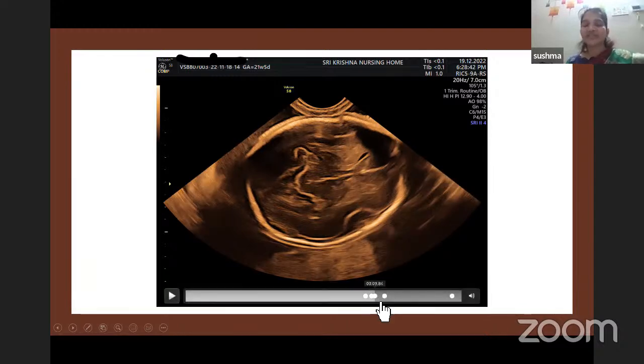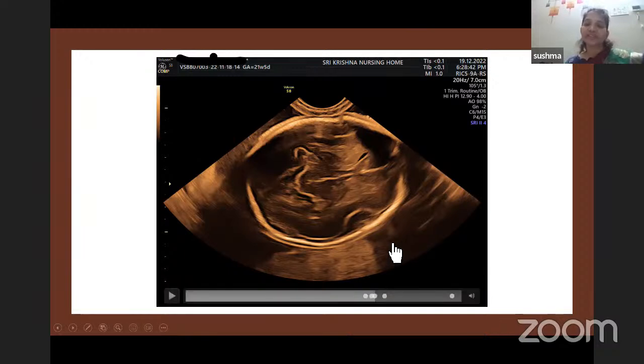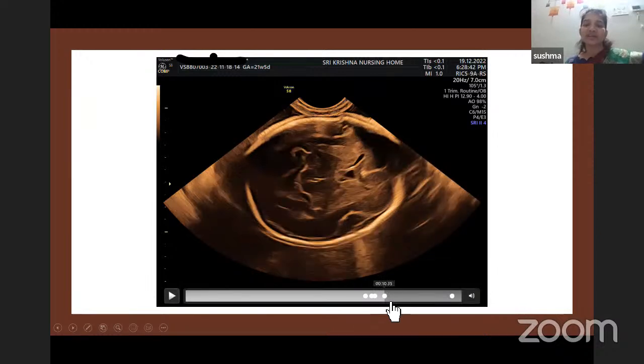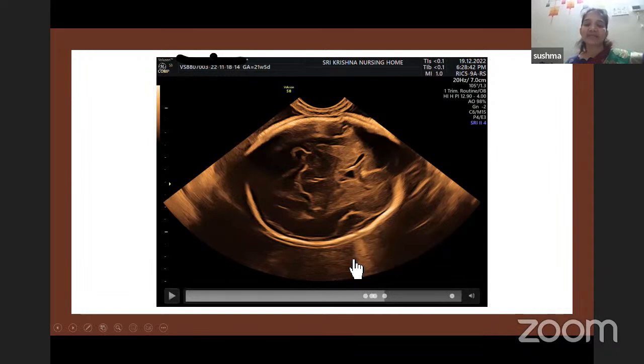So now, is this a perfect plane? Are you happy with this plane? Or do you want me to go on to the next bookmark? Yeah. So this bookmark, is everyone happy with this plane?